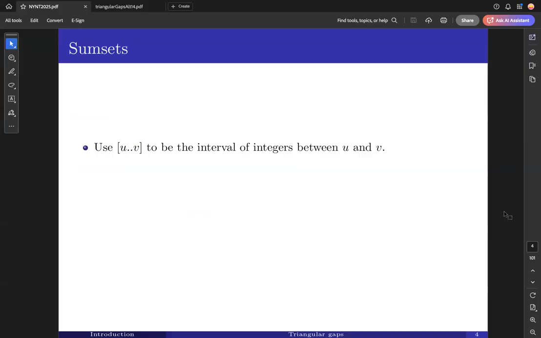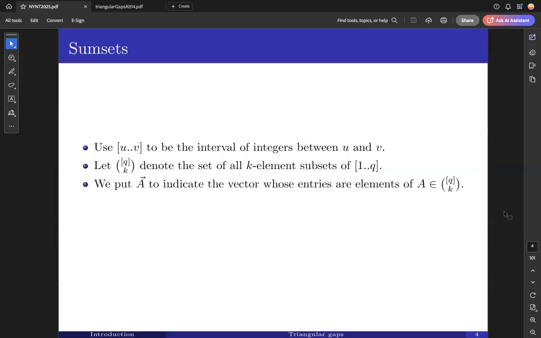So we're going to start with some notation. I'm going to let u..v be the interval of integers between u and v. I'm going to use this notation I borrowed from Kevin O'Bryant: if we have q choose k, that bracket q is going to denote the bracket 1..q. So this is just shorthand to denote the set of all k-element subsets of the first q natural numbers. We're going to use this so that we can access all k-element subsets. And of course, we're going to be mostly dealing with four-element subsets today, but just to write that succinctly.